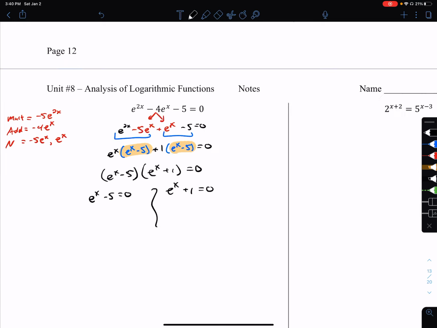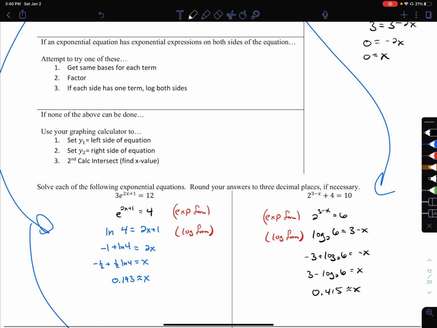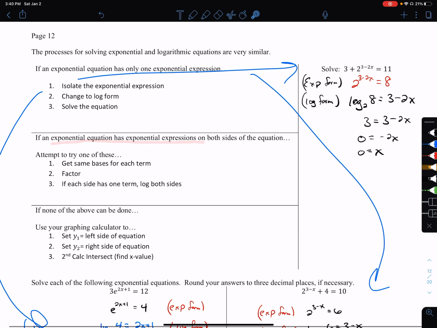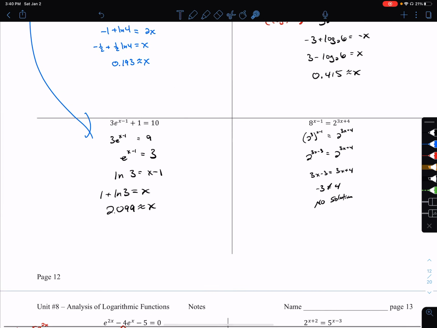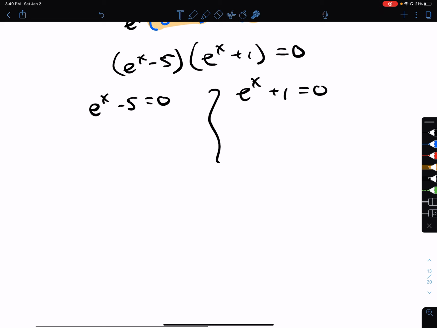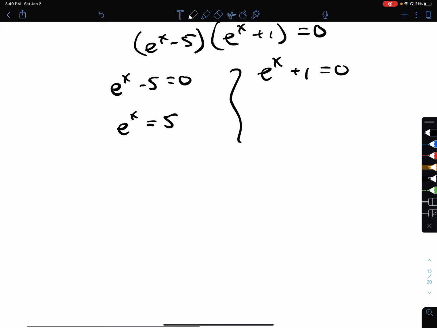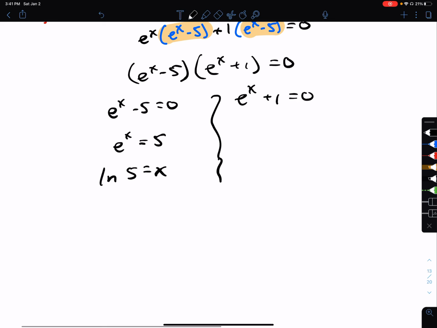And then we go back up to the first set of suggestions. If an exponential equation has only one exponential expression, you want to isolate it, change to log form, and then solve the equation. So I'm going to add 5 to both sides. If I change this to log form, we figure out what x is. It's natural log of 5.